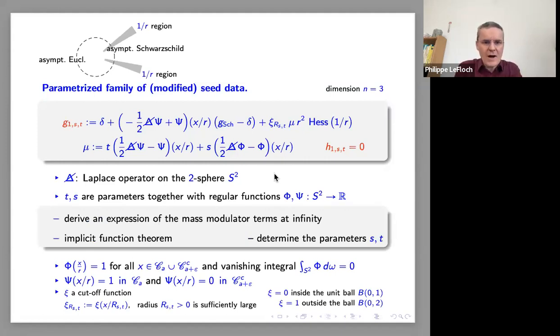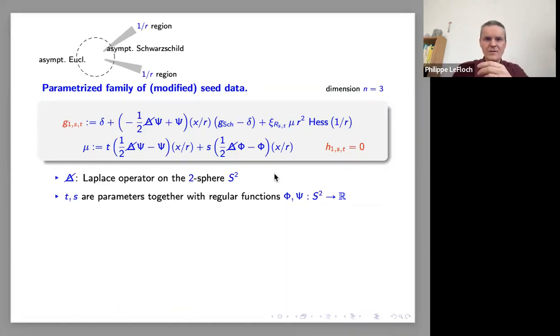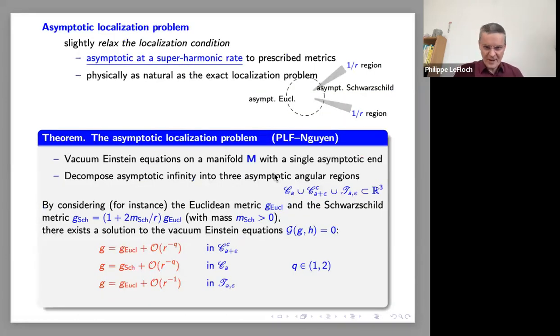So I call it phi, psi, st. So these are parameters. I can play with them to modify my seed data. It's still a seed data. It's still producing a solution. But sometimes I can adjust the parameters to get somehow better properties I want on my solution. And this is exactly the philosophy to get that.